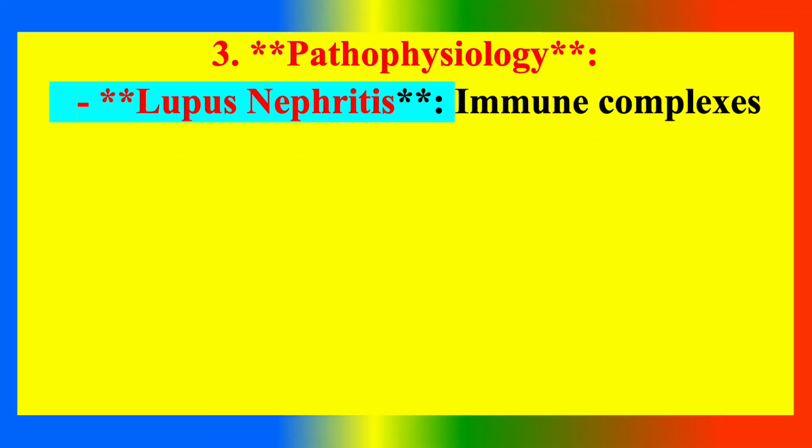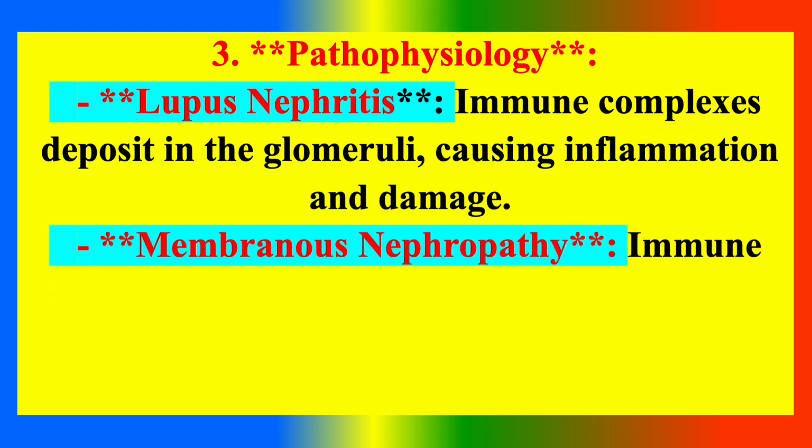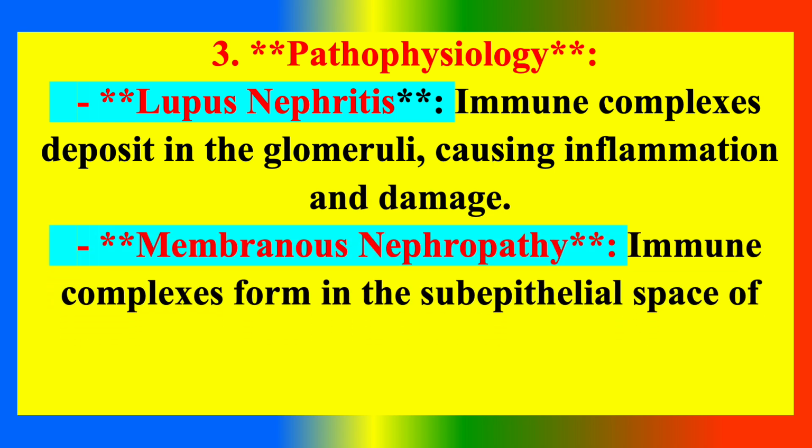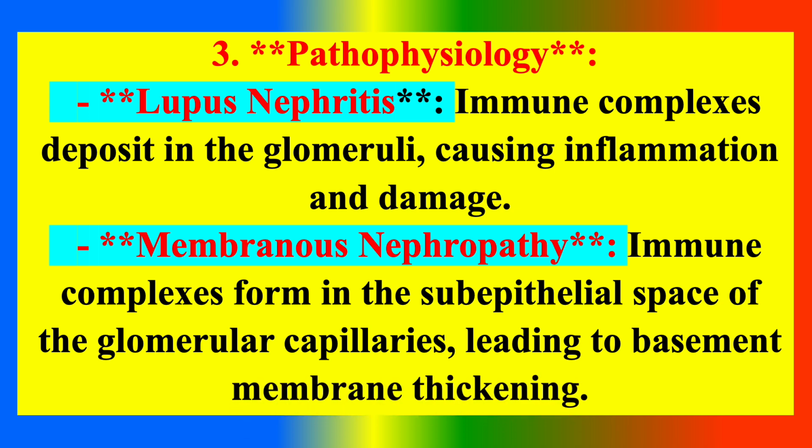Three, pathophysiology. Lupus nephritis: immunocomplexes deposit in the glomeruli, causing inflammation and damage. Membranous nephropathy: immunocomplexes form in the subepithelial space of the glomerular capillaries, leading to basement membrane thickening.